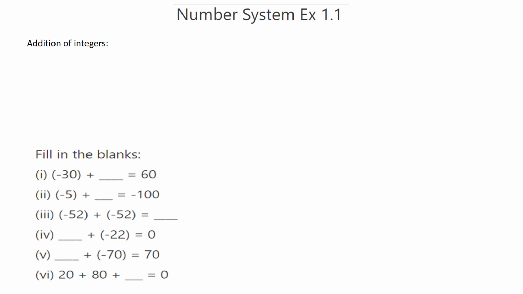Today we are going to see number system exercise 1.1, addition of integers. We follow some rules. Plus plus: if you add two positive integers, you add the numbers and put a plus sign. For example, 4 plus 3: add the integers, 4 plus 3 equals 7. So the sign is positive.